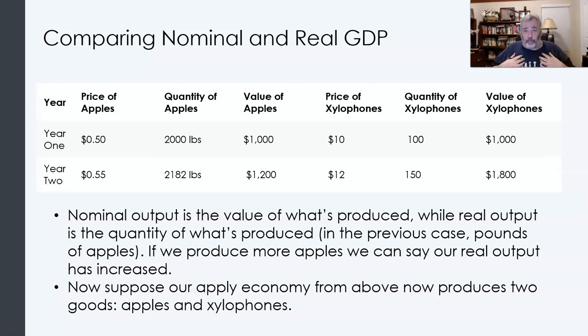But that does not tell me enough to be able to say whether my economy is doing well. I have no way of knowing how much of that nominal output calculation is based on the fact that prices increased a nickel for apples and $2 for xylophones. That's not helpful to my GDP. I want to know how much the GDP changed without this increase in prices. And I do that by just selecting a base year. It does not matter which.